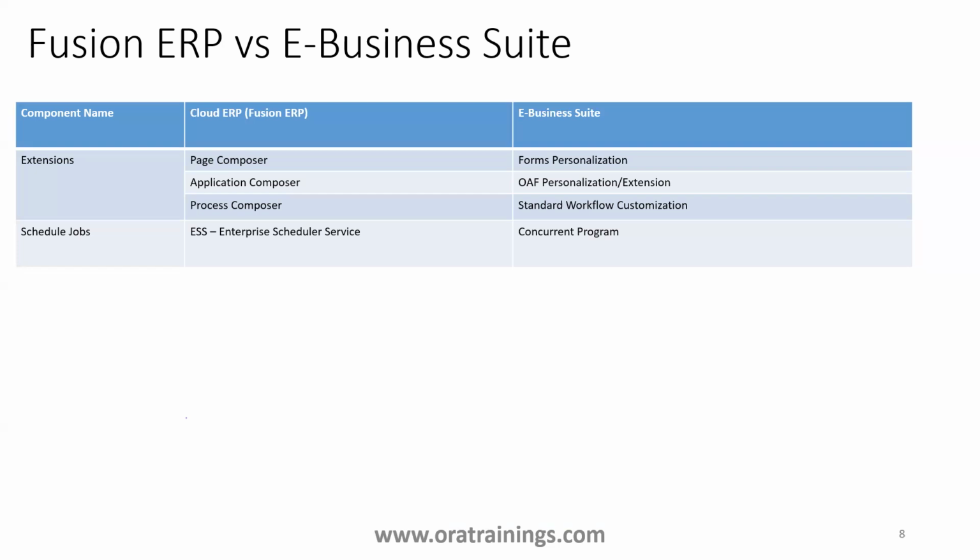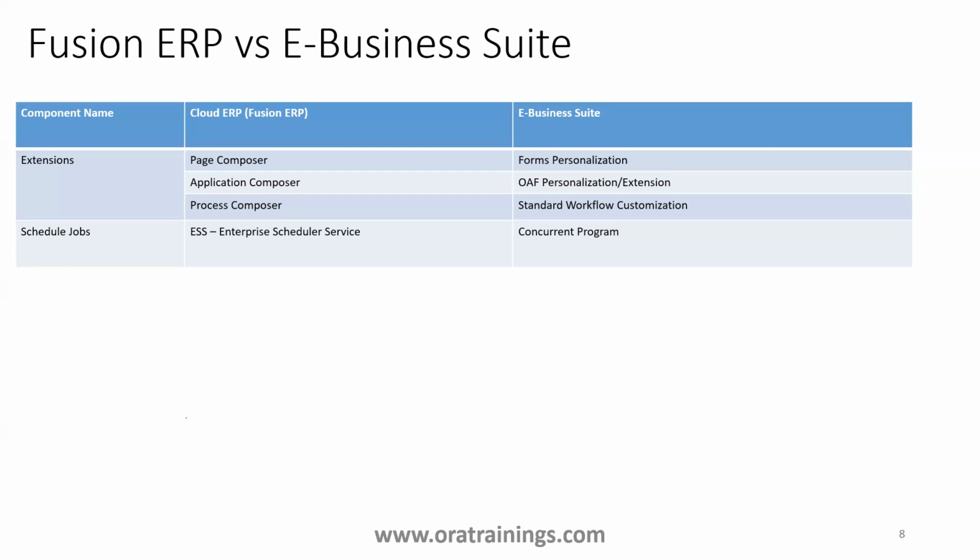And Process Composer is for the purpose of customizing the standard approval process. For every particular business process, let us say AP invoice, Oracle provided a standard module, a standard BPM solution, or a workflow solution. So we can customize it according to our requirement. It is not that you can customize every product. There is always a limitation we have to consider as it is a SaaS-based product.